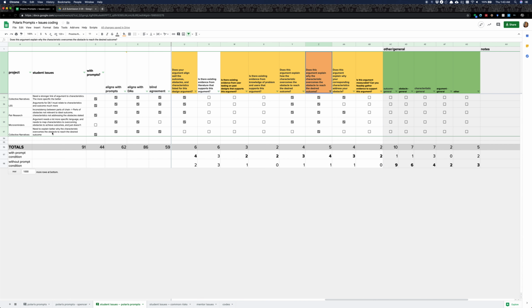So for this project and this issue, students recognized that they weren't actually explaining why the characteristic itself was overcoming the obstacle. So they're recognizing that their argument was not sufficient. They're not detailing the ways in which it's not sufficient, but the fact that they recognize that as an issue is still pretty significant. All right.